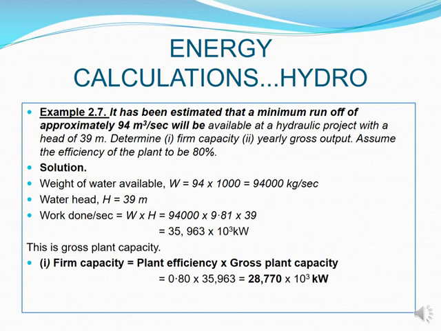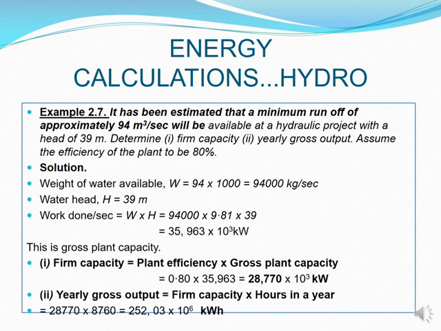Then from that point, only now we're going to go and answer the question of your firm capacity. So your firm capacity is simply your plant efficiency, which was 80% given to us, multiplied by our gross plant capacity. And our gross plant capacity is the same as that work done per second that we have just worked out now. So we end up with the 0.8 times that 35.963, and we get the 28,770 kilowatts.